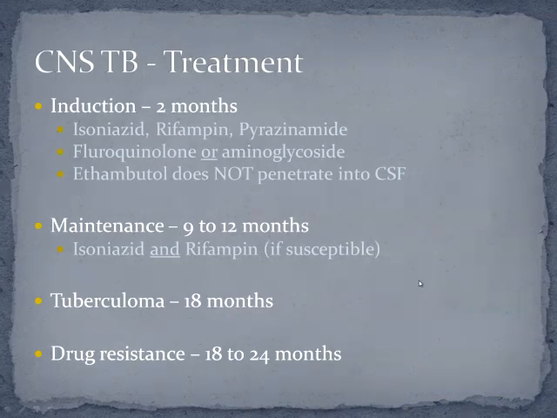So the treatment is typically induction therapy, and I don't know how this differs from just standard treatment of TB, but induction therapy with multiple agents. One of the keys is that ethambutol, which is typically used, does not penetrate the CSF, and so it should be substituted with a fluoroquinolone or an aminoglycoside. And then maintenance therapy up to a year. If there's a tuberculoma within the brain, then it should be a year and a half. And if it's drug resistance, up to 2 years of treatment.